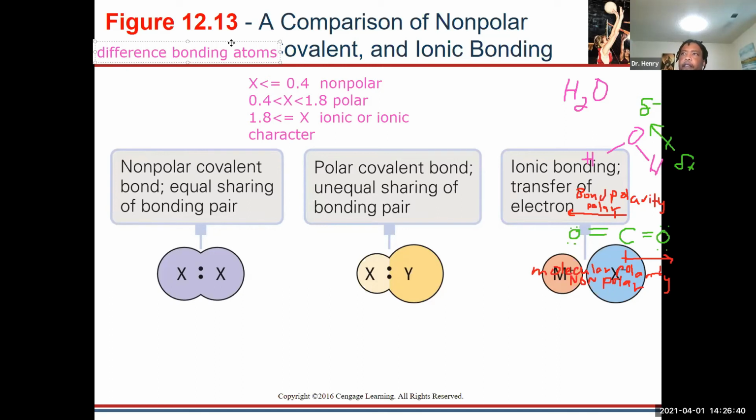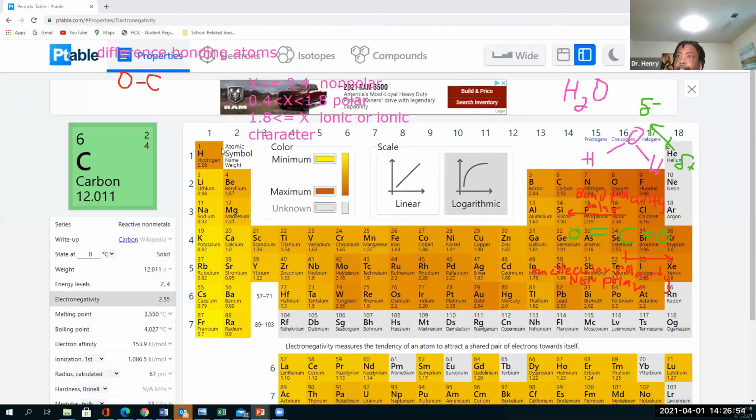Okay, so if you're given the electronegativity of oxygen, and let's say we're talking about carbon, what we would do is, carbon is 2.55. So we always take the one that has the largest value and we subtract it, and oxygen is 3.44.